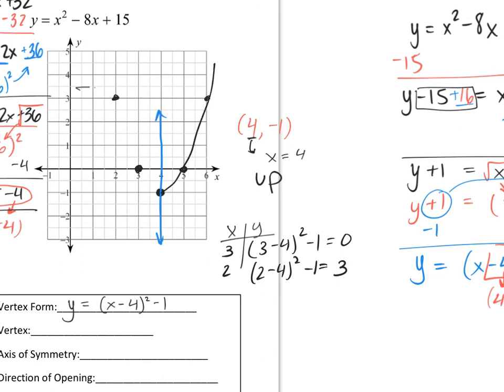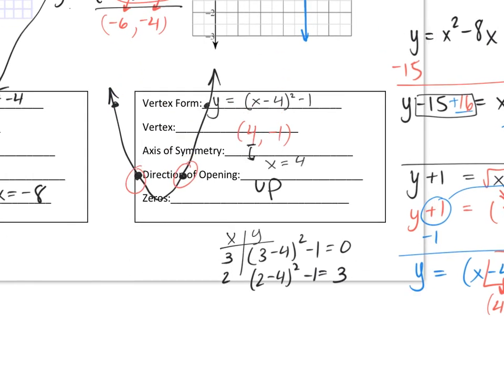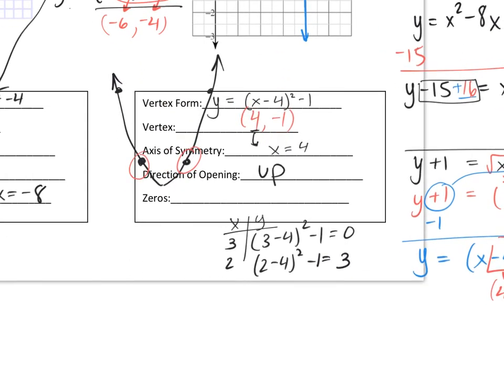You can see my nice looking parabola. Most importantly, my zeros at 3 and 5. There we are.